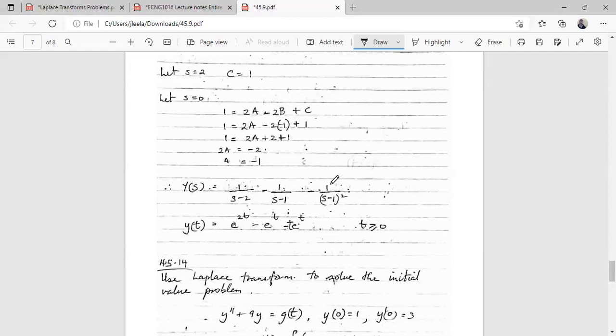And then you use the shift property here now, 1 over s squared minus 1. So your shift here now is plus 1, right? So you get minus t e to the t for t greater or equal to 0.